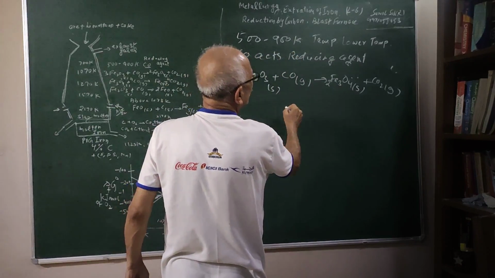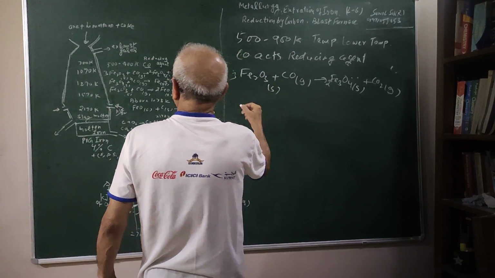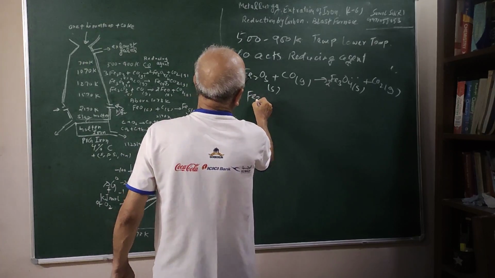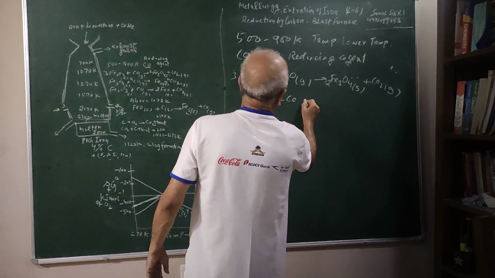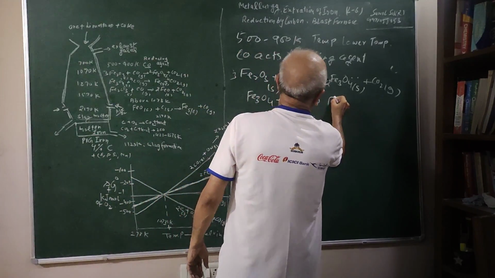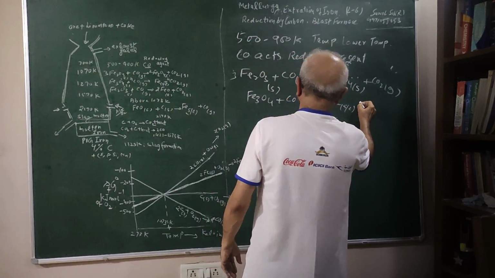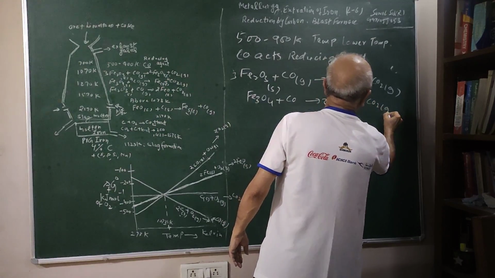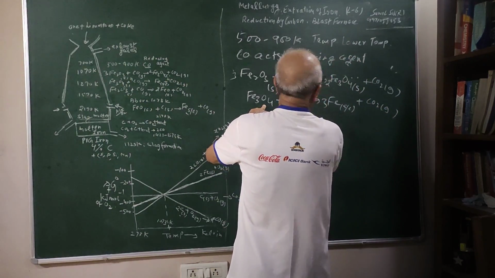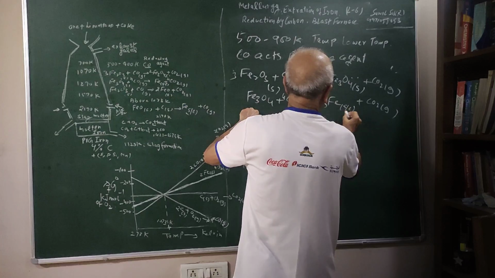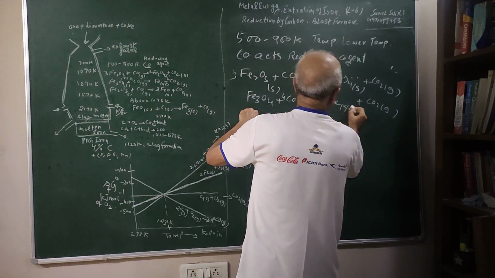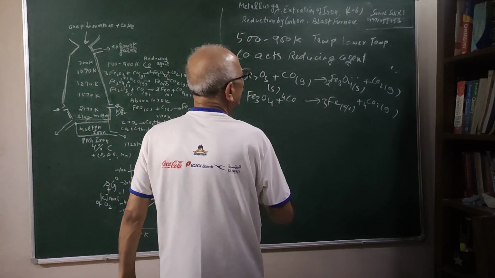What happens further, students? This carbon monoxide will react with Fe3O4 and you will get iron, 3Fe. Either solid or liquid, depending on the temperature, and CO2 gas, 4. So this is your carbon dioxide, 4CO2. So what is happening, students?